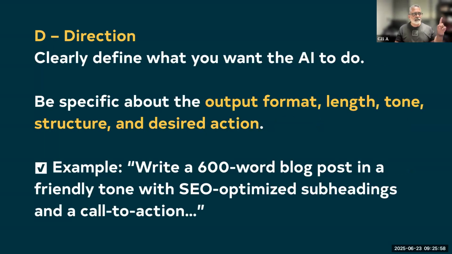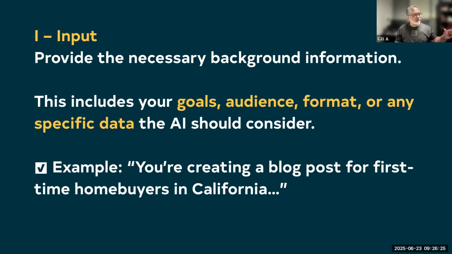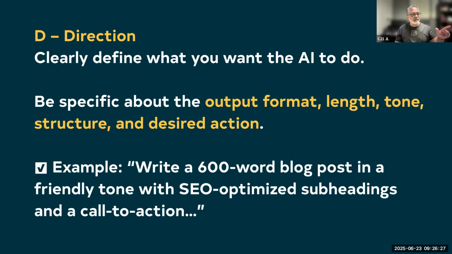Now we're going to go to D, direction. You've got to clearly define what you want AI to do. Be specific about the output, the length, the tone, the structure, and the desired action. Example: write a 600-word blog post in a friendly tone with SEO optimized subheadings and a call to action. So this is what you're doing. R, act as a real estate content strategist. You're creating a blog post for first-time home buyers in California. Write a 600-word blog post with a friendly tone, with SEO optimized subheadings and a call to action.